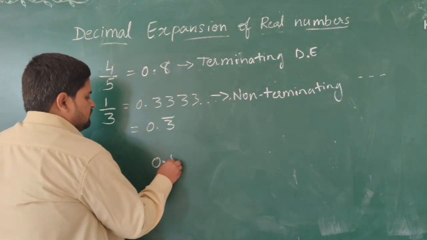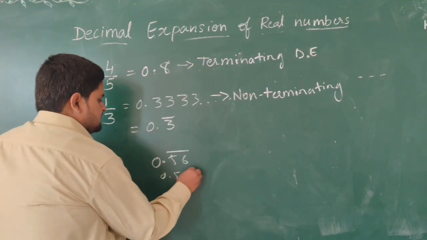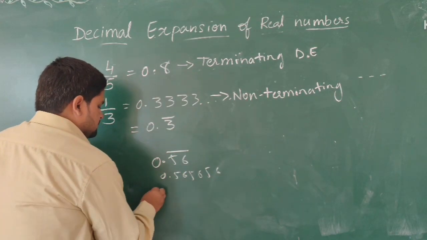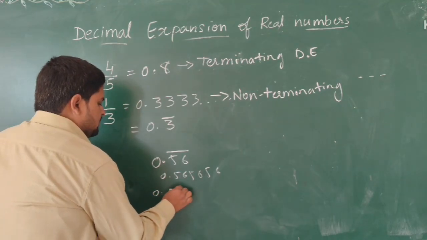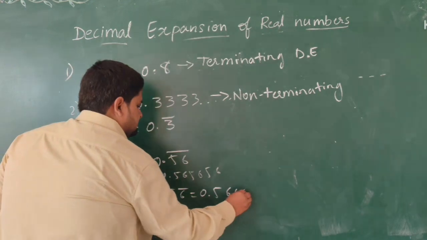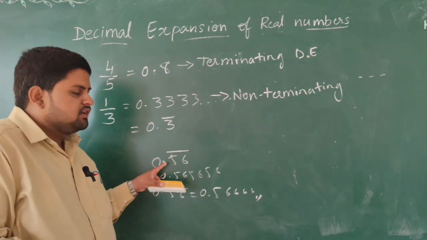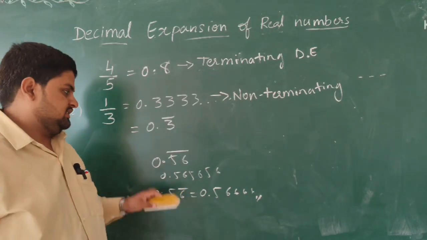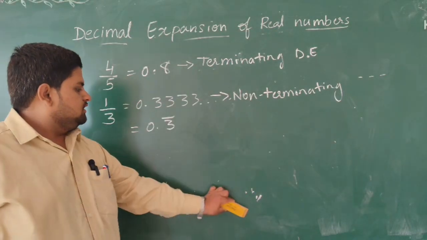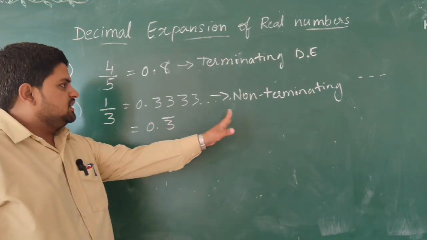This bar represents 0.3333. Suppose you have 0.56 bar, it is 0.565656. If you have 0.56 with the bar only on top of 6, it is 0.5666. So this is what bar does. Bar is used in place of repeated decimal places. If you look at 0.3333, 3 is being repeated again and again.